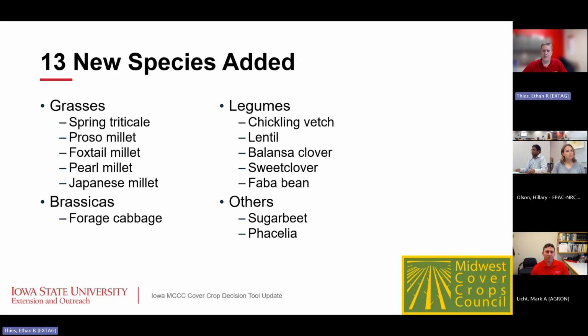So on to the exciting part of the tool update. We have added 13 new species to the Iowa list of potential cover crop species. That includes 5 grasses: spring triticale, proso millet, foxtail millet, pearl millet, and Japanese millet; 1 brassica, forage cabbage; 5 legumes: chickling vetch, lentils, balansa clover, sweet clover, and faba bean; and 2 other species, sugar beet and phacelia. So our cover crop experts today will be going over some of the pros, cons, and uses for these new cover crops, and that will continue our discussion here.